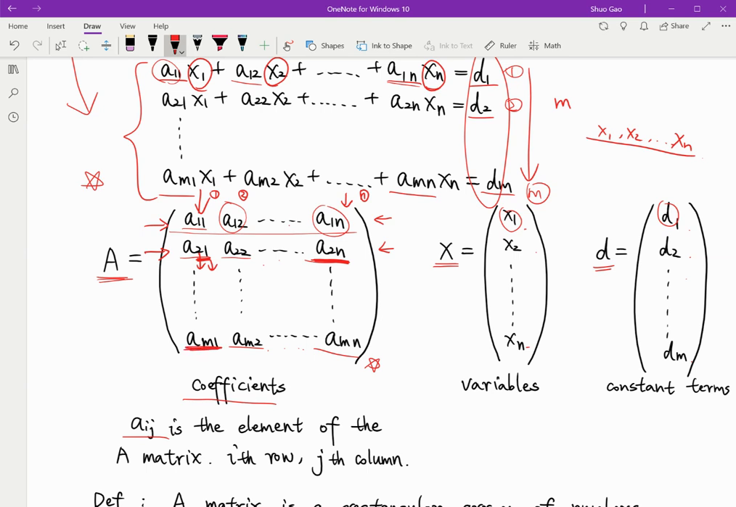And Am1 means it's in the mth row and first column. So this is the notation of the different elements in the coefficient matrix.